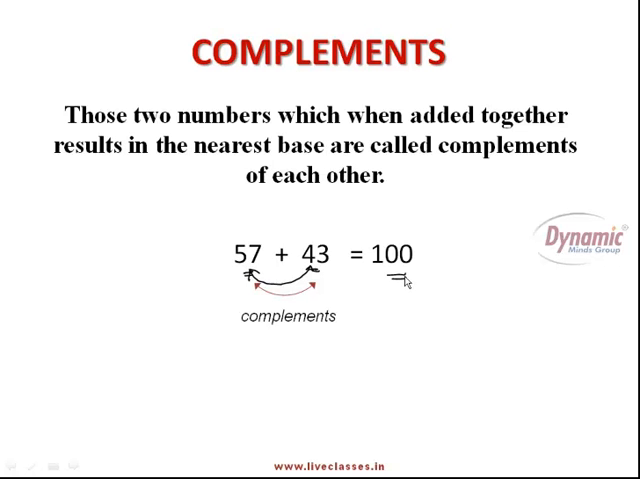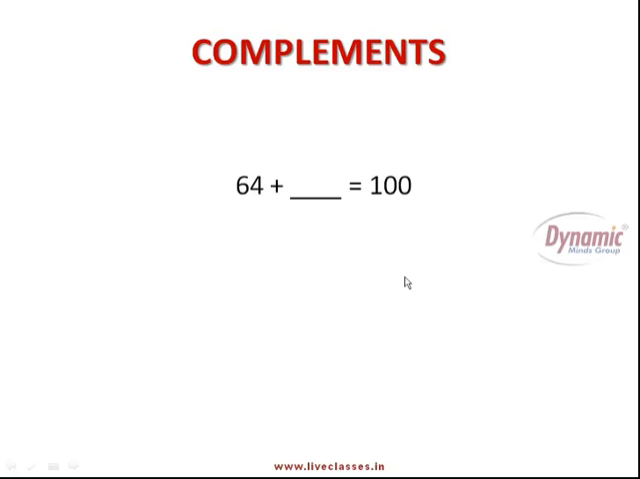Now let's take another example to understand it better. If I ask you, what is the complement of 64? Now as you know that two numbers when added together, if they are resulting in 100, then they are complements. So 64 plus what will give you 100? It is very easy, you can mentally do it, right? And the answer is 36. Yes, the answer is 36.